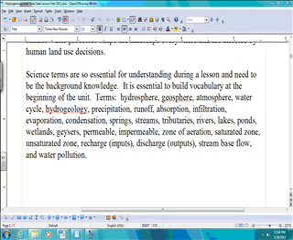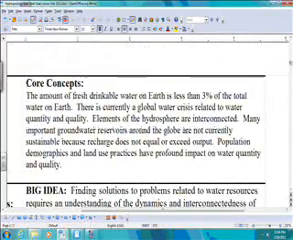All right. Core concepts. I want you to write this down. This is important for us to understand. Okay? This is really the focus of why we have this unit. Why do we have to learn about hydrogeology? Well, we all drink water. It's essential for our life. So without water, we cannot survive.